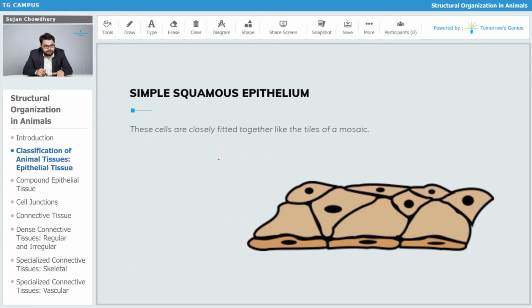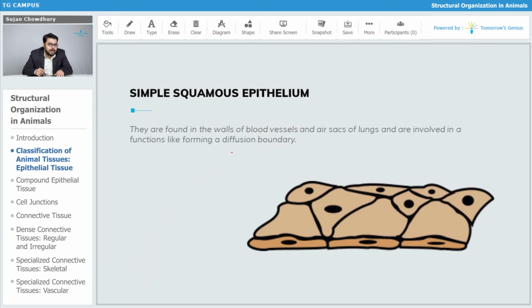The cells are closely fitted together like the tiles of a mosaic. So the intercellular gap, the space between any two neighboring cells, is not as such considerable. They have very little gap between the neighboring cells. It is also known as the pavement epithelium tissue.